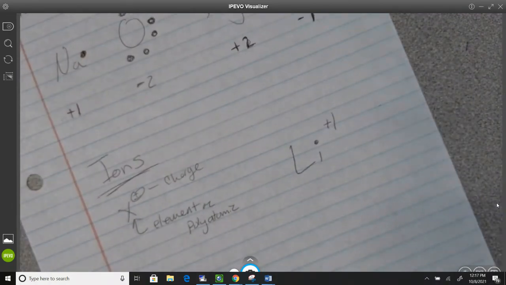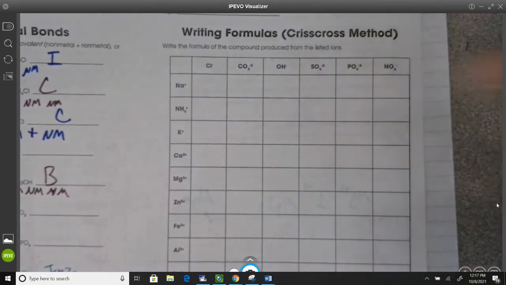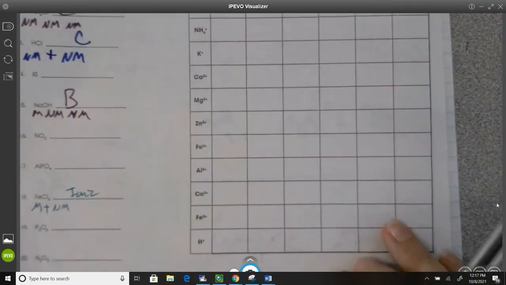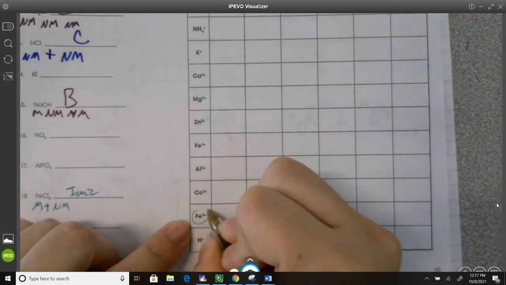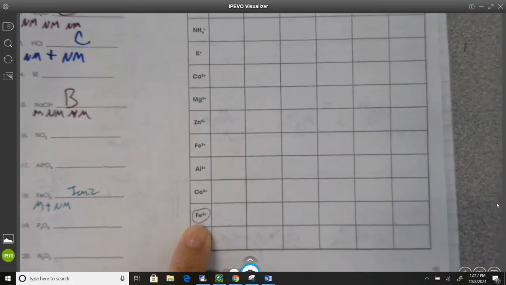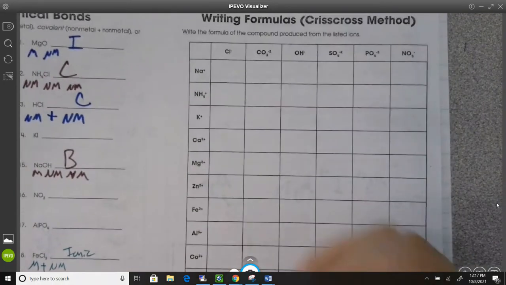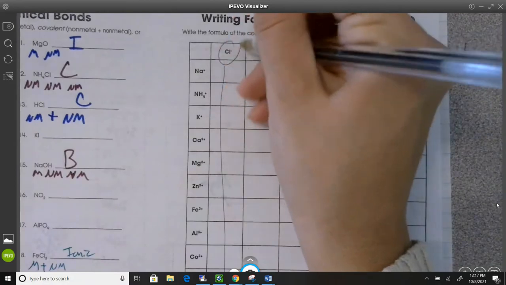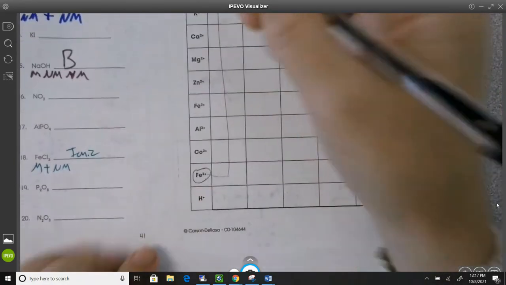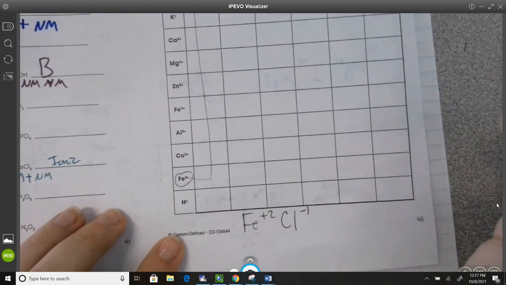As we go back over this worksheet here, this is simply going over what's called your crisscross method. And I did go over this a little bit in your last video. But all you're doing is, let's go ahead. I'm looking at your positive 2 charge on iron. And let's see if I can make this a little bit clearer. And I'm going to join it up with my chlorine. So essentially that would be Fe +2 and a Cl -1.